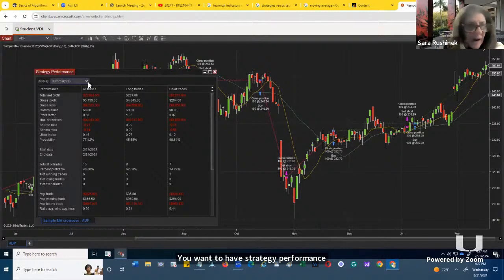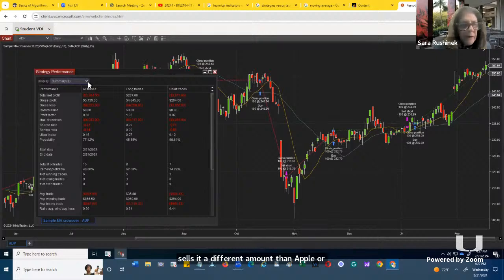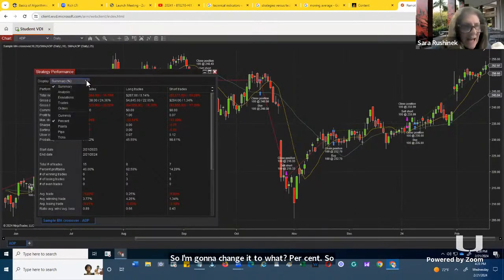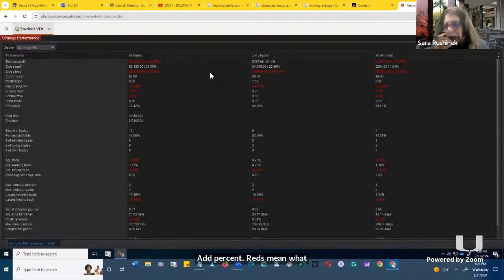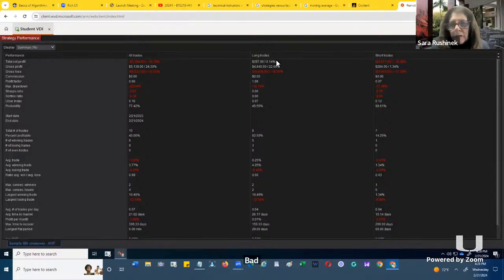Why, Ike? Because whatever this company is, ADP sells at a different amount than Apple or Meta or Microsoft. So I'm going to change it to percent. So in this case, if I can change it, then add percent, reds mean what? Good or bad? Ike? Bad. So what did do well? The long trades did do well, right? The short trades did not.